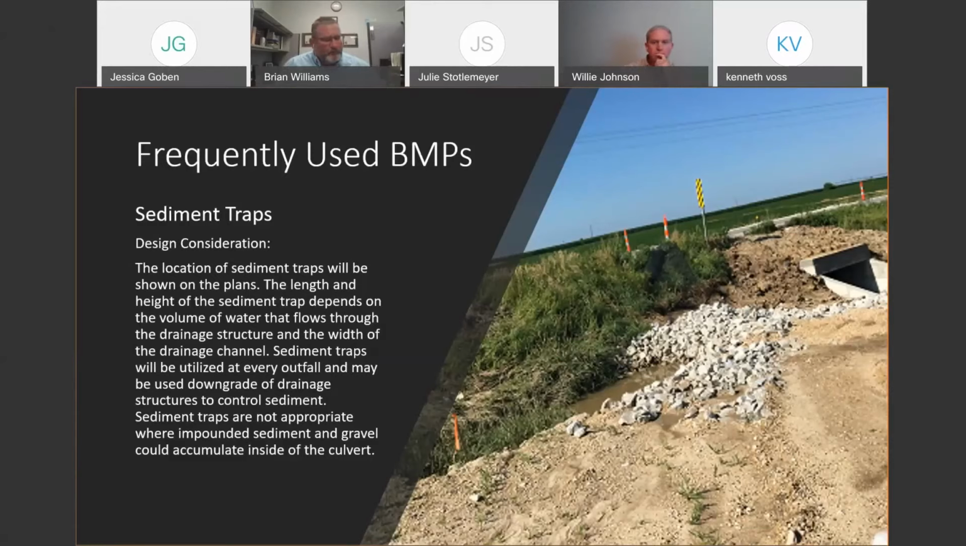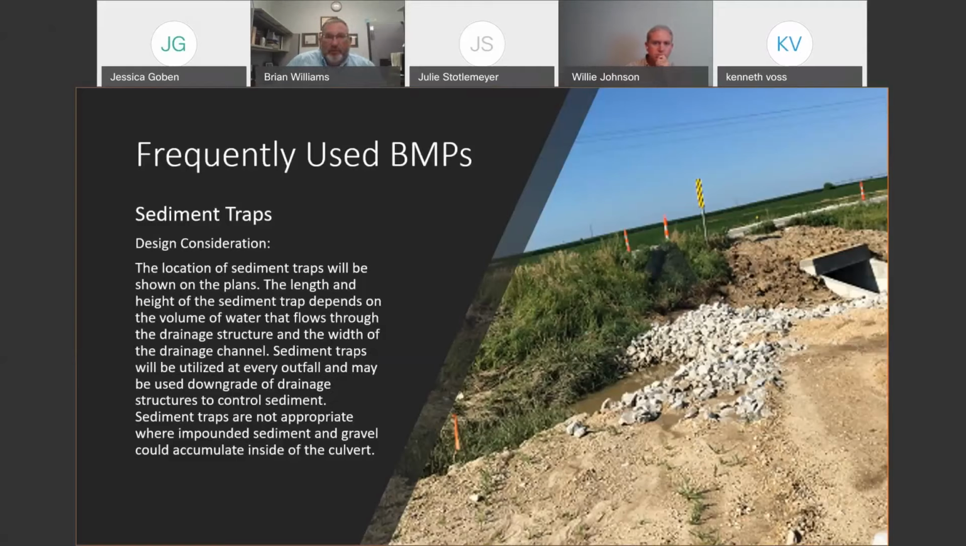John Howland was one of the ones that was involved in adding that to our standards. And in 2020, we're still having trouble getting these things added to projects. Every project should have a sediment trap at the outfall.